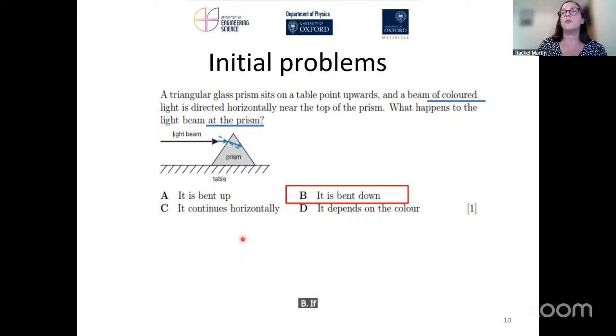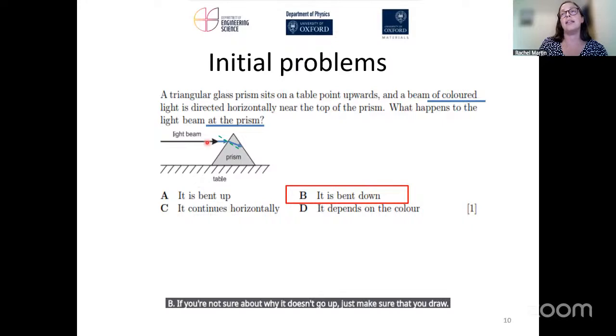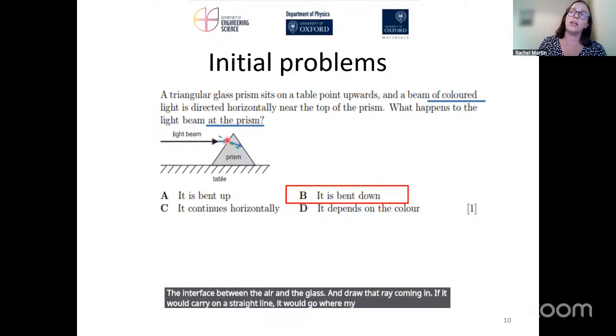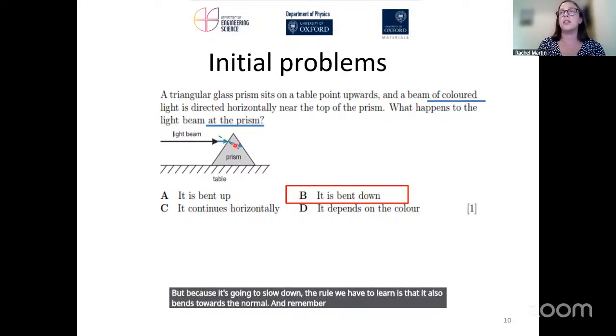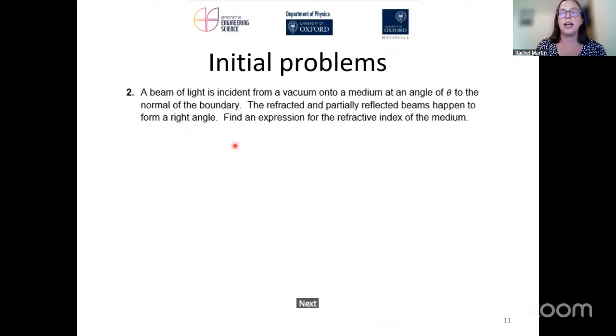If you're not sure about why it doesn't go up, just make sure that you draw the interface between the air and the glass and draw that ray coming in. If it would carry on in a straight line, it would go where my laser beam is right now. But because it's going to slow down, the rule we have to learn is that it also bends towards the normal. And remember, questions in the Q&A. Next question, have a little read.